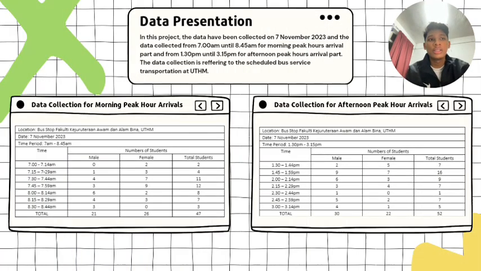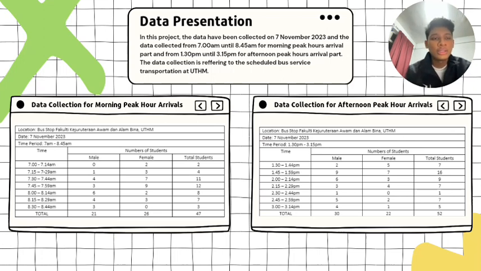For this project, the data was collected on 7 November 2023 by our group. The data was collected from 7 until 8:45 a.m. for the morning peak hour arrival, which is the first part. The second part is from 1:30 p.m. until 3:15 p.m. for the afternoon peak hour arrival. The data collection refers to the shuttle bus service transportation at UTHM. From that we get two tables of collected data, the morning peak hour arrival and the afternoon peak hour arrival.